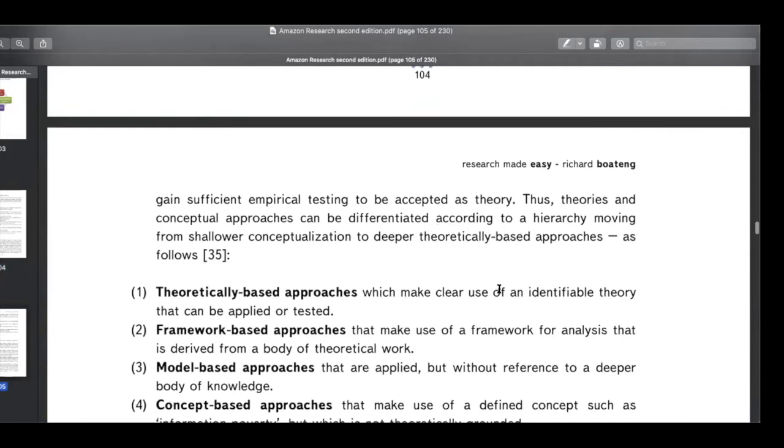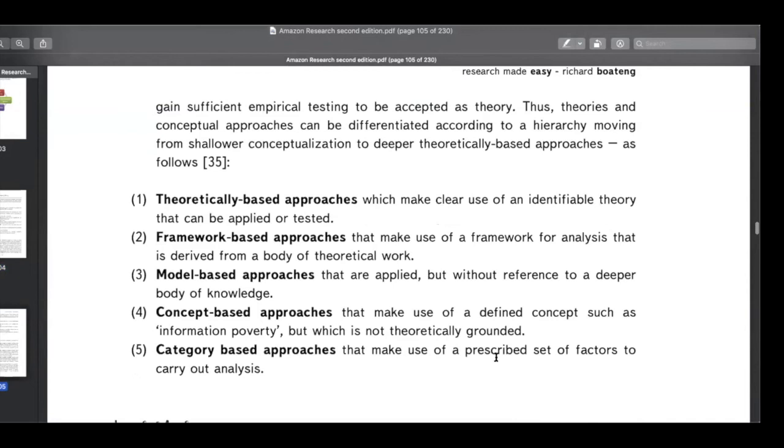At the lowest level, we have category-based approaches that make use of a prescribed set of factors to carry out analysis. So somebody can develop certain factors and just use them to do an analysis. They are not based on any strong theory or any literature review. You just pick certain factors and use them to analyze.